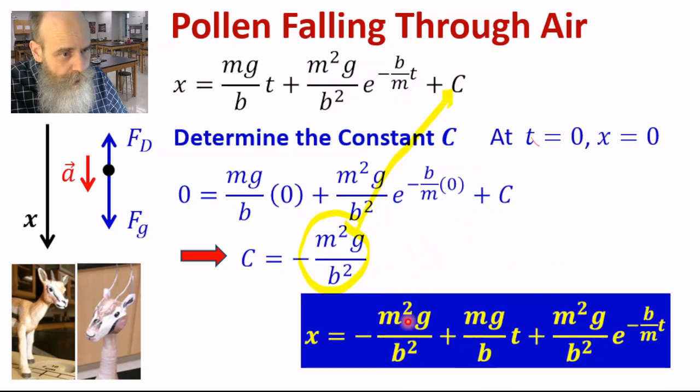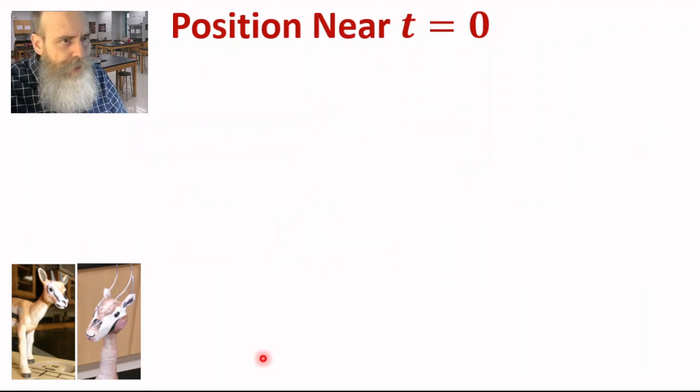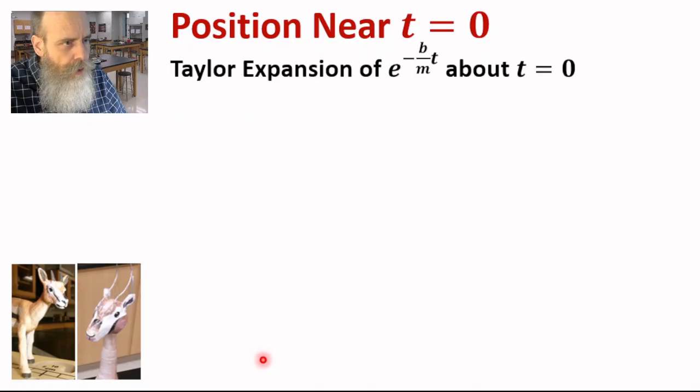x equals negative m squared g over b squared plus mg over b times t plus m squared g over b squared e to the negative b over m t. That looks like a pretty complicated function. To understand this function, let's see what it is when t is close to 0 and when t is very large. So when we want to get the position near t equals 0, what we should do is a Taylor expansion of this exponential function, e to the negative b over m t, about t equals 0.